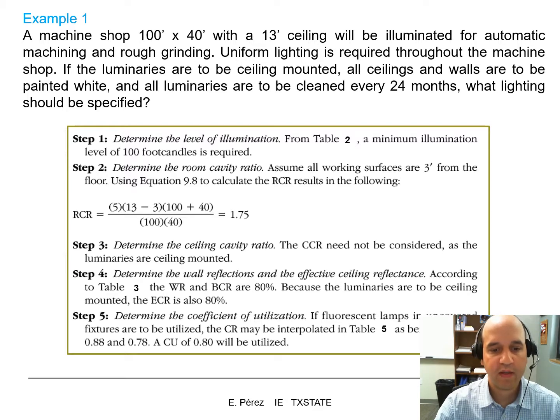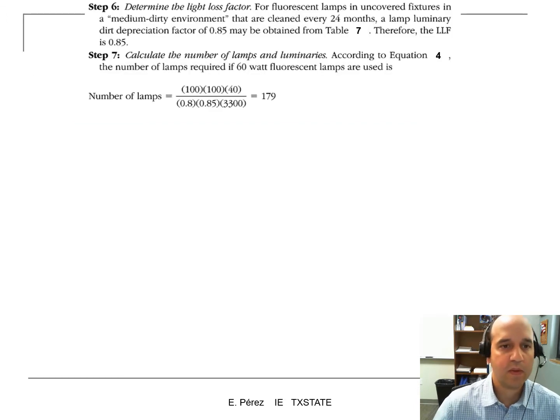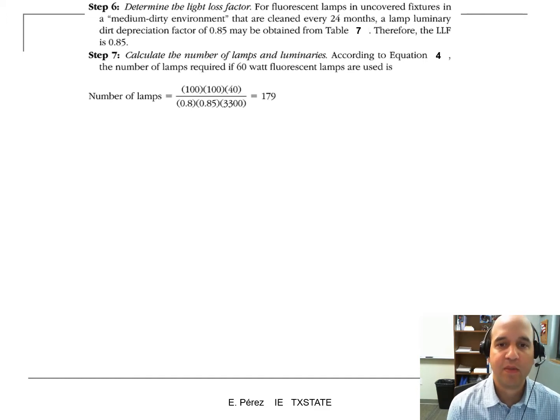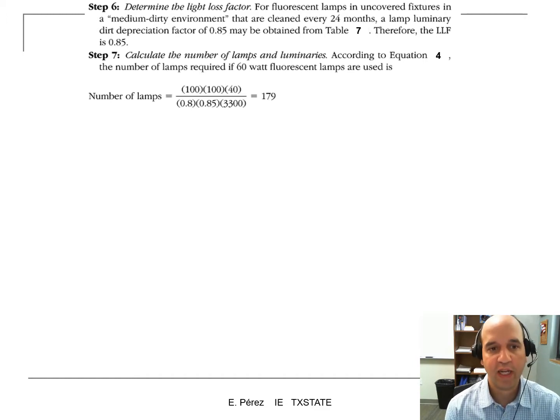So once we have identified and determined the coefficients of utilization, we can move to the next steps. So step number 6 will be to determine the light loss factor. Since we are using fluorescent lamps in uncovered fixtures in a medium dirty environment that are cleaned every 24 months, a lamp luminaire dirt depreciation factor of 0.85 may be obtained from table 7 from the slides. Therefore, the LLF is 0.85.